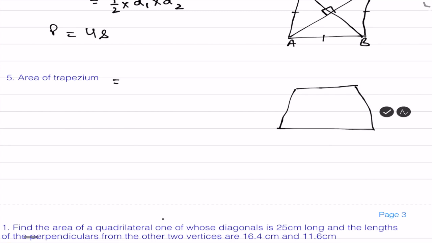Now see the area of the trapezium. Trapezium means this is also a quadrilateral in which one pair of opposite sides is parallel and the other pair is non-parallel, like AB is parallel to DC but AD is not parallel to BC. So what is the area of this trapezium?